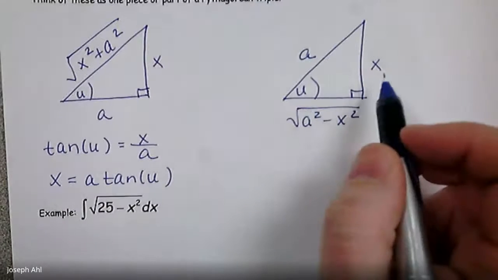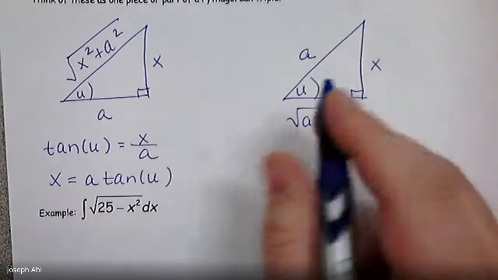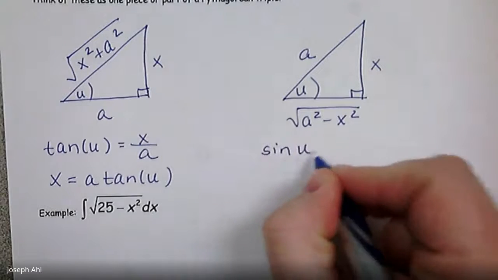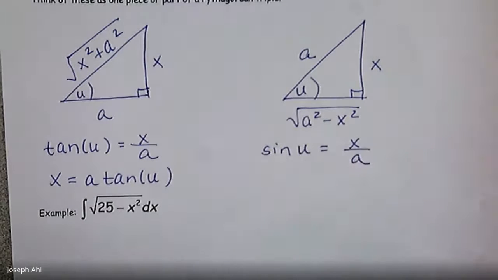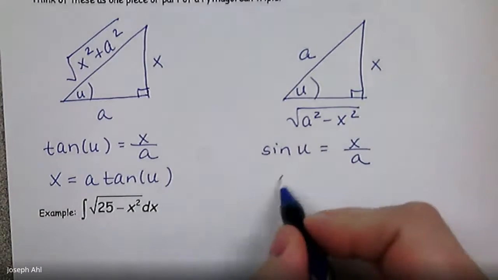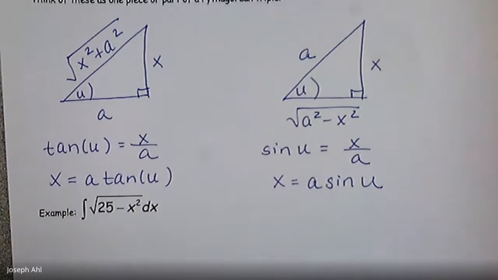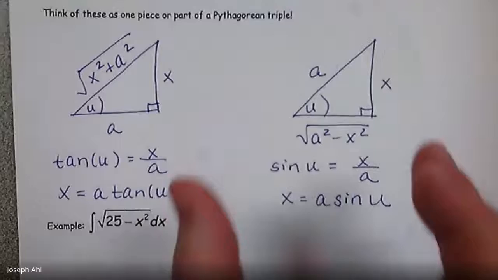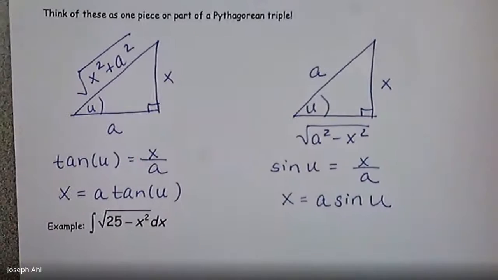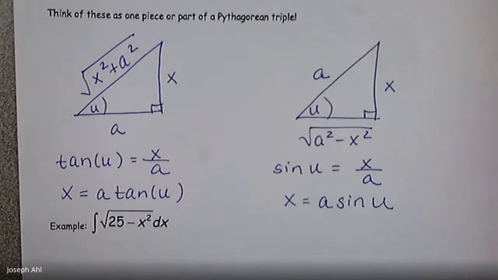And in this case, the trig function that's going to make the most sense to use to define x is sine. So sine is going to be opposite over hypotenuse, and therefore x will equal a times sine of angle u. Okay. So you'll see how these are used in doing some substitutions within an integral, coming up right in our first example here. Okay.